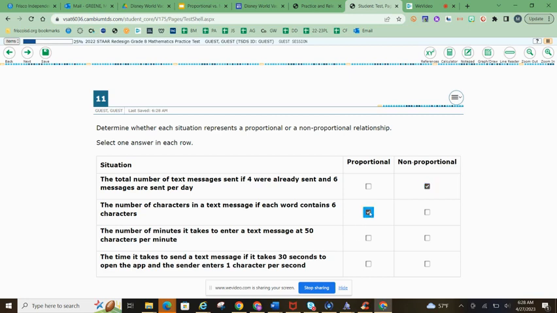And then it says the number of minutes it takes to enter a text message at 50 characters per minute. Well, no starting point again, so that is proportional. The time it takes to send a text message if it takes 30 seconds to open the app and the sender enters 1 character per second. Okay, well, that 30 seconds it takes to open the app is going to be a starting point here, so that is a non-proportional relationship.